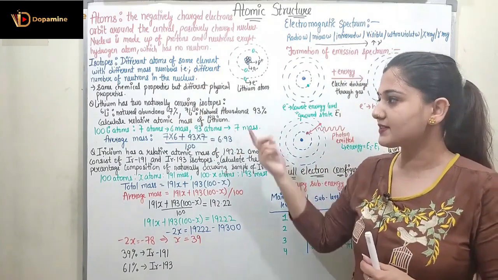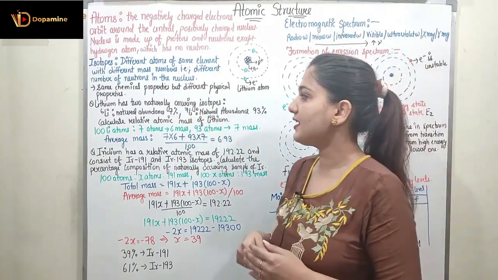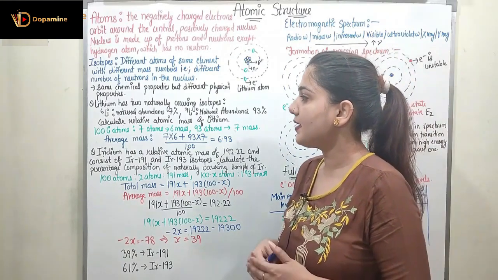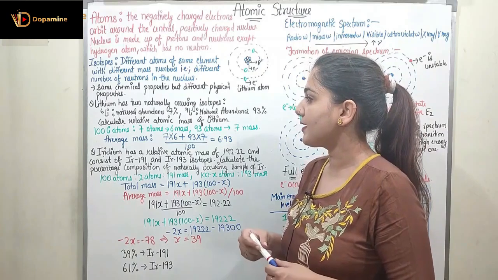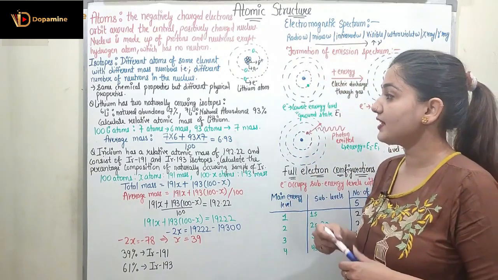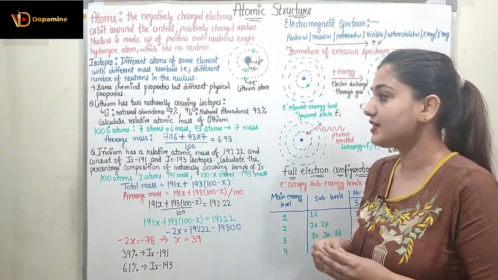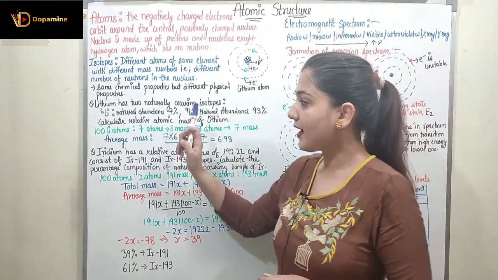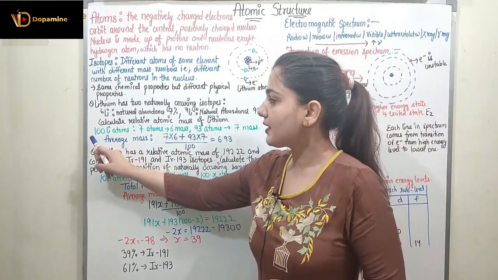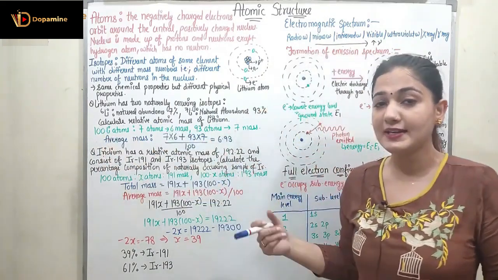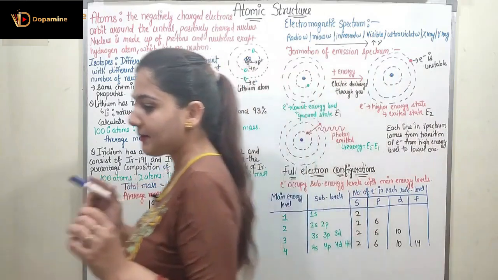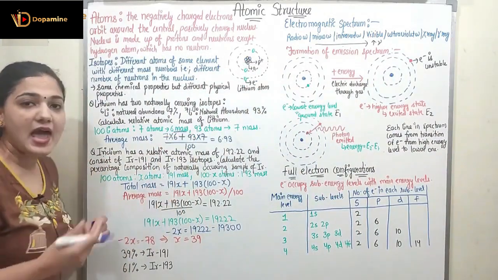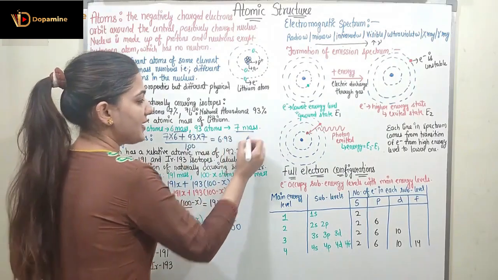So let's start with the discussion of the question, which states: lithium has two naturally occurring isotopes, that is 6 lithium, which is having the natural abundance 7%, and 7 lithium, which is having natural abundance 93%. Calculate the relative atomic mass of the lithium. To find out the relative atomic mass, we consider that we have 100 lithium atoms, and when I have 100 lithium atoms, 7 of these lithium atoms will be having mass 6 and 93 atoms will be having mass 7.